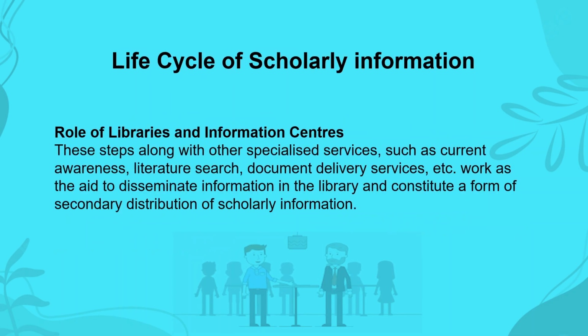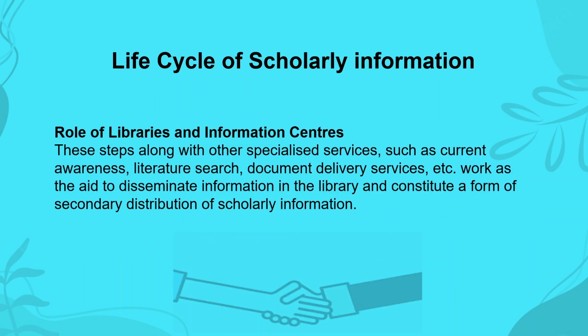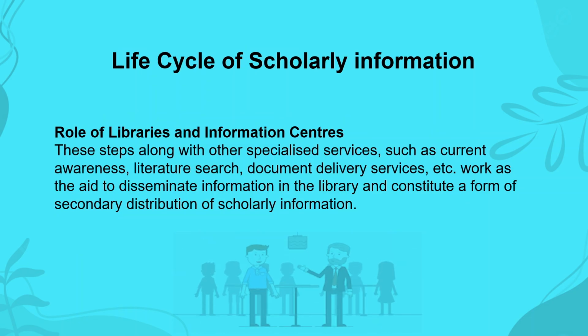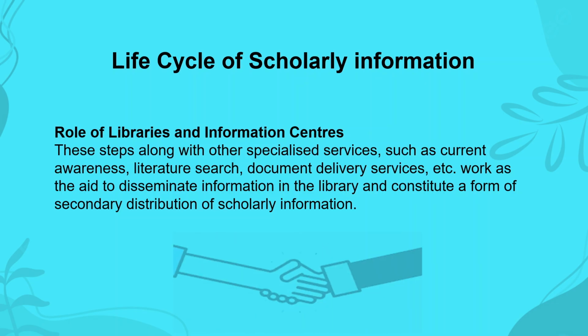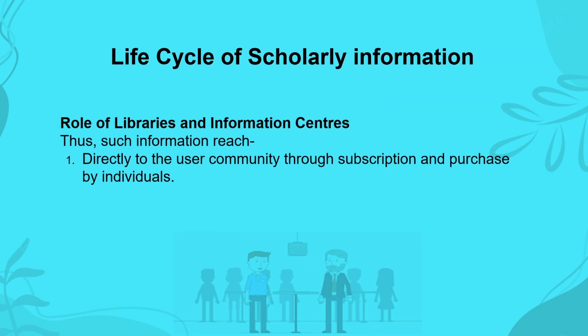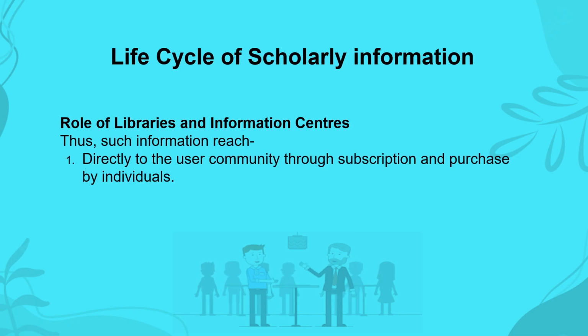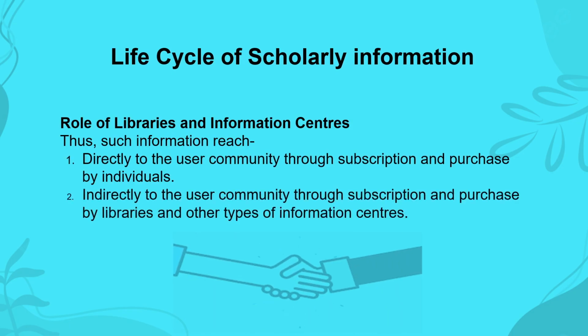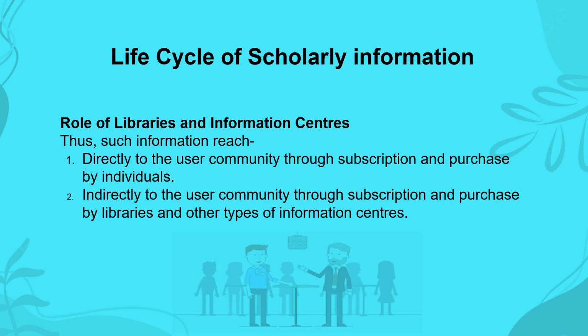These steps, along with other specialized services such as current awareness, literature search, document delivery service, etc., work as an aid to disseminate information in the library and constitute a form of secondary distribution of scholarly information. Thus, the information reaches directly to the user community through subscription and purchase by individuals, or indirectly to the user community through subscription and purchase by libraries or any other types of information centers.